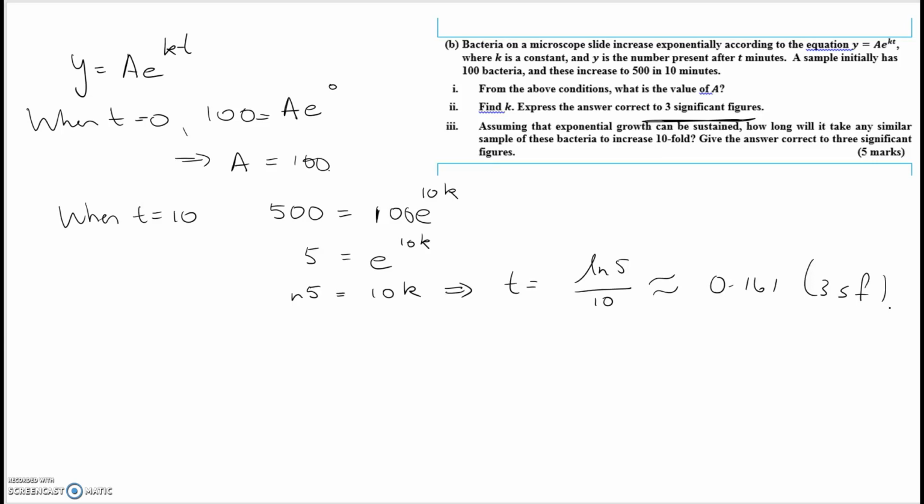Okay, the third part says, assuming this growth can be sustained, how long will it take any similar sample to increase tenfold? Increasing tenfold means it's 10 times what we started with. It was 100 initially, now it's going to be 10 times that, which is 1,000, equal to 100 e to the kt. Now we know what k is. Now it's just a matter of solving that for t. 1,000 divided by 100 is 10.